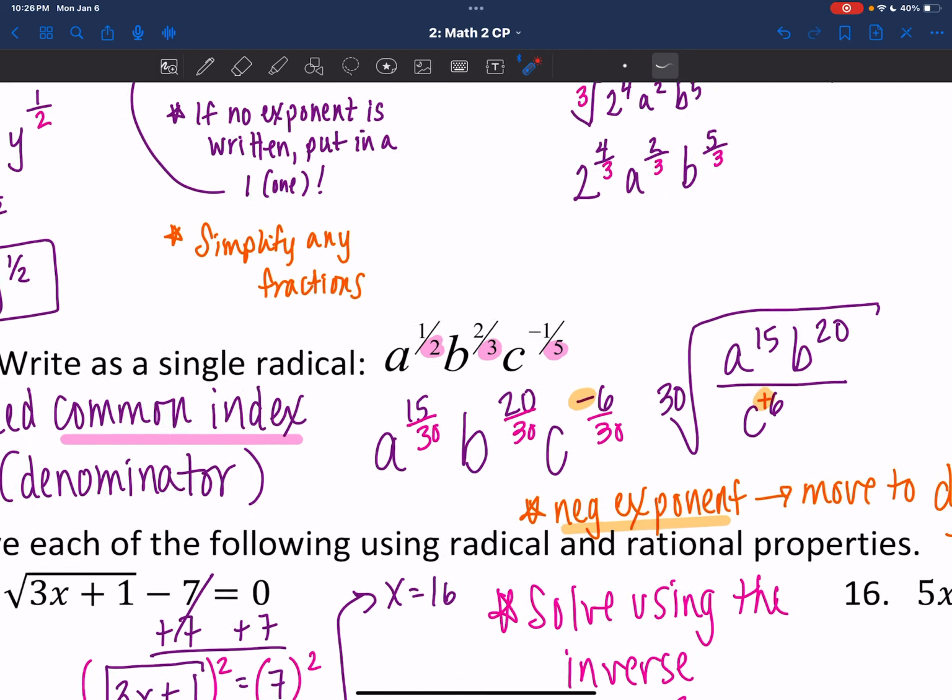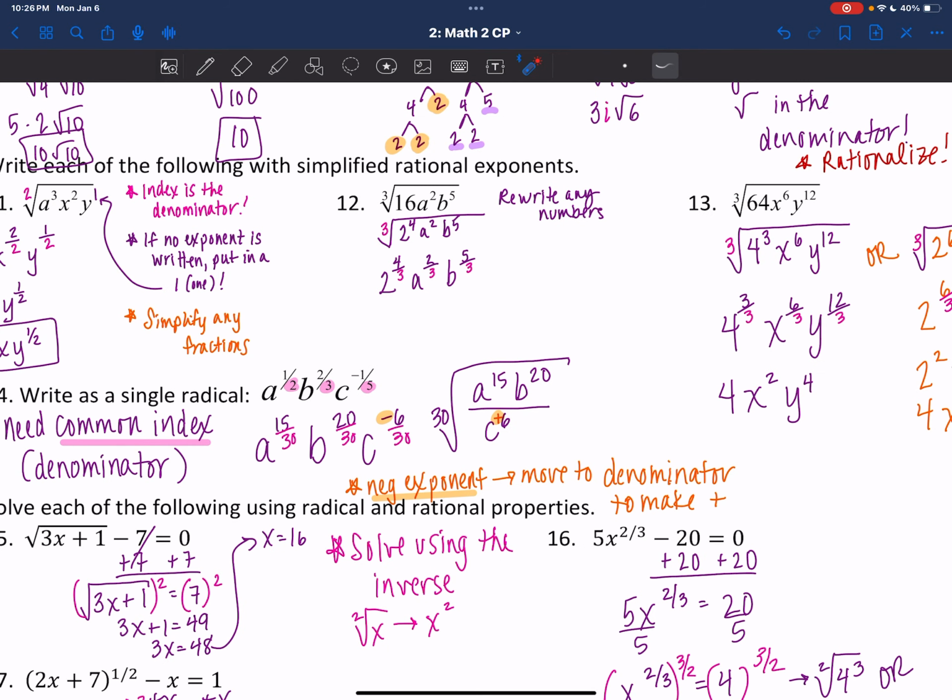Now, whenever you have a negative exponent, you have to flip it to the denominator if it's in the numerator to make the exponent positive, or vice versa. If it's in the denominator, flip it up to the numerator, and it changes the sign of your exponent only.